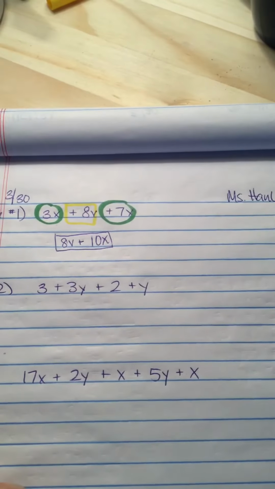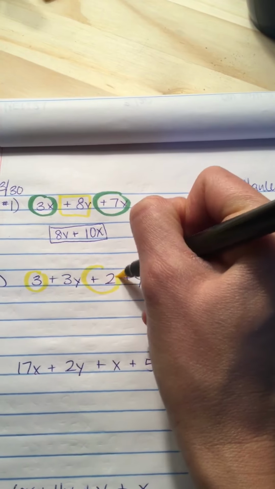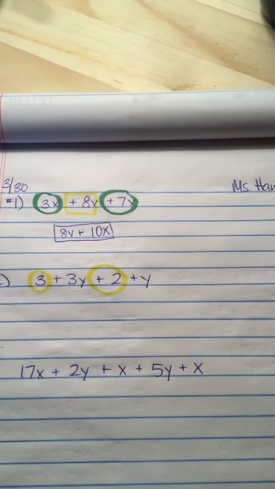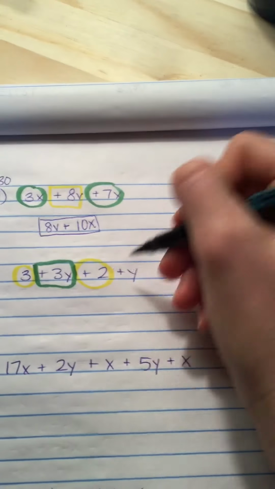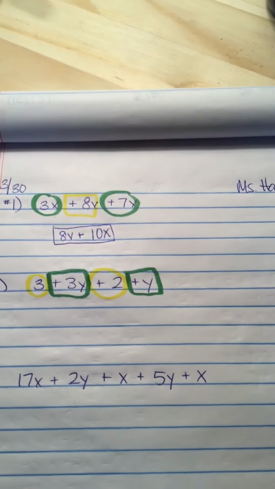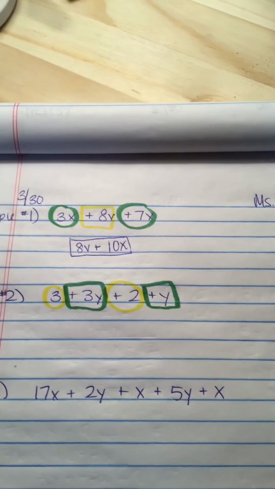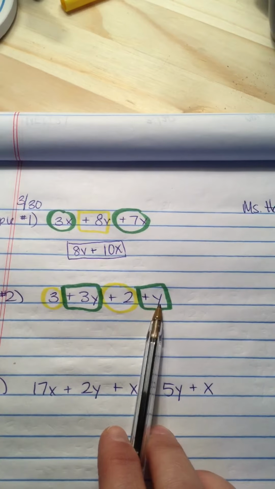So I'm first going to identify my like terms. So my first like term is 3, and then I have 2, including 2's operation. And then I have plus 3y, and I have plus y. So now I identify them, kind of inversed it a little bit from how I did it in 1. 3 and 2 are like terms, and 3y and y are like terms.